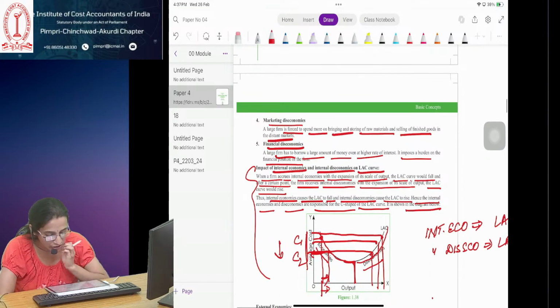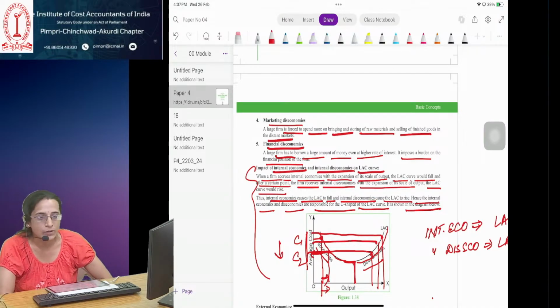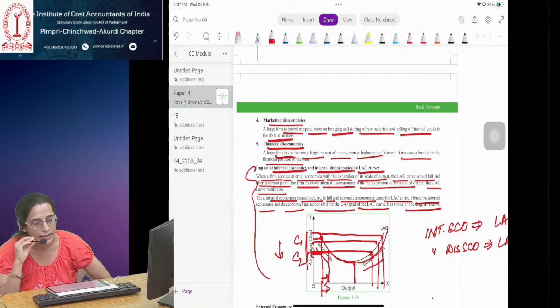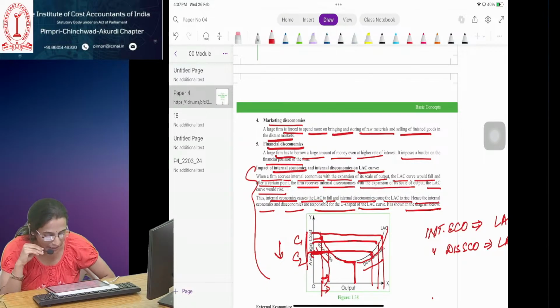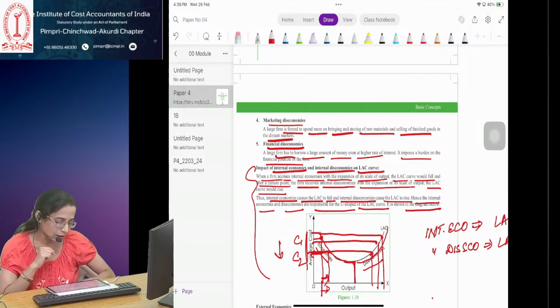What they are saying? Financial diseconomies. Sometimes large organizations require instant capital. They require a large amount of capital, and sometimes urgently, because they are taking risk. When they require capital urgently, at such times they need to pay a higher rate of interest. So that is a cost again. A large firm has to borrow a large amount at an even higher rate of interest. It imposes a burden on the financial position of the firm.